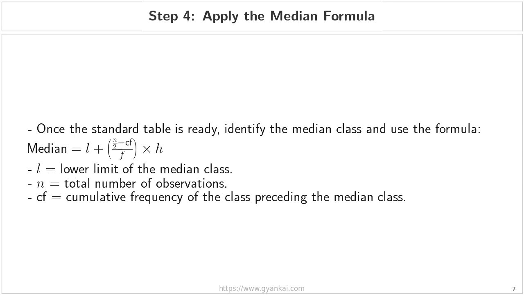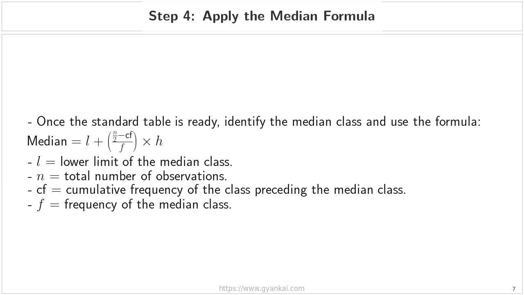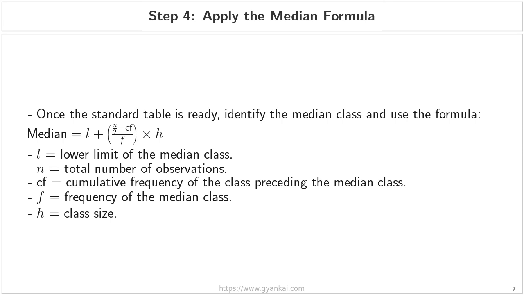Be very careful here, as this is a common place to make a mistake. The letter F represents the individual frequency of the median class itself. And finally, H is the class size, which is the width of your intervals. In the next few slides, we are going to walk through a real-world example together, where we will use this exact formula to find the median weight of a group of students.